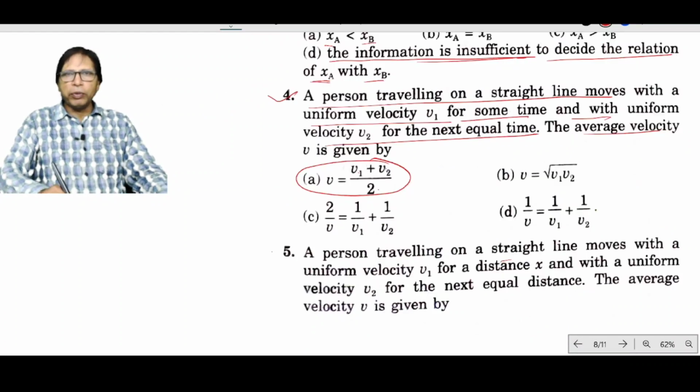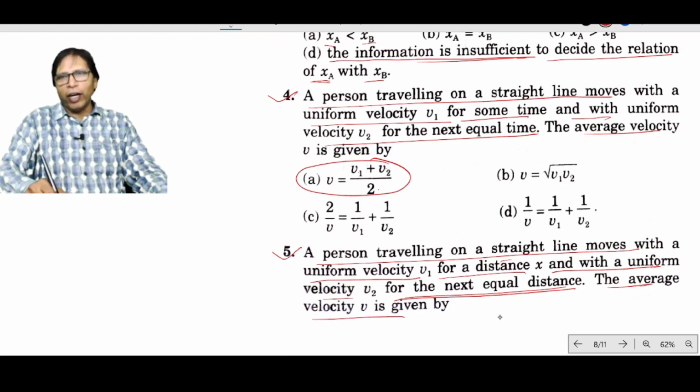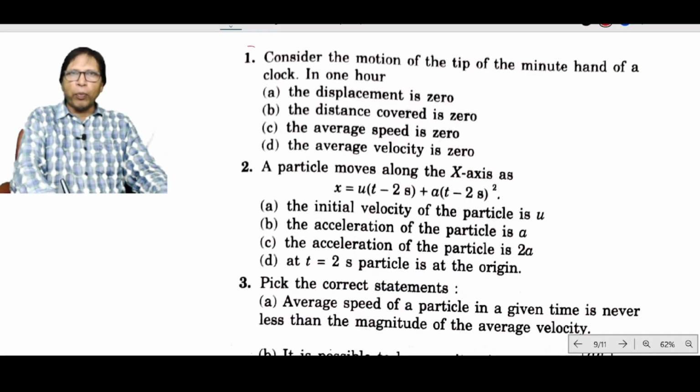Now MCQ 5. A person traveling in a straight line moves with a uniform velocity v1 a distance x, and with uniform velocity v2 in the next equal distance. For equal distance, the average velocity in a straight path is 2 v1 v2 divided by v1 plus v2. This is the objective 2 of HC Verma.